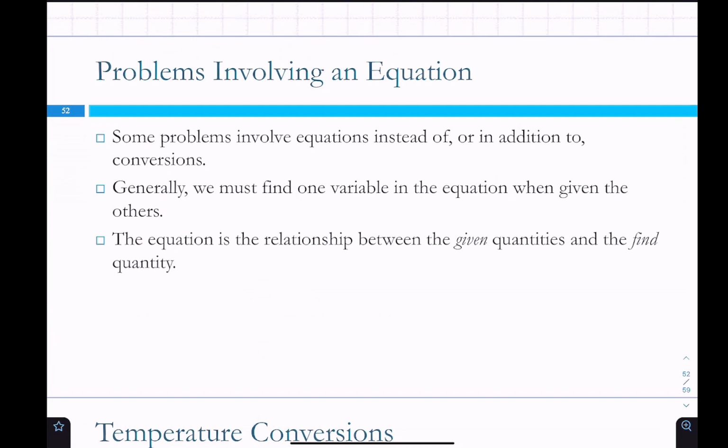All right, so problems involving an equation. I think these are what most people actually like the most: if there's an equation, then you can figure out what numbers need to go into the equation and then solve for whatever variable ends up being left over. So these are different than the other conversions that we've been talking about using unit analysis. Sometimes you have to do the two together. But the equation will be a relationship between given quantities and the defined quantity, or the quantity that you're looking for.